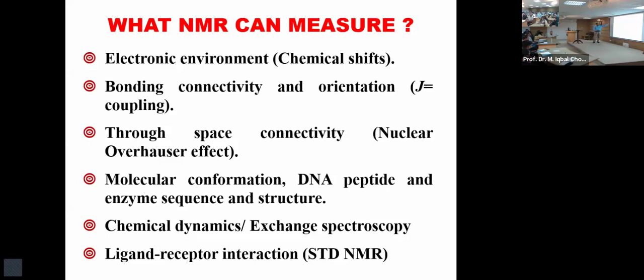So you measure the electronic environment, bonding connectivity, and orientation through space connectivity by the nuclear Overhauser effect, and so many of that. So NMR is worth studying.